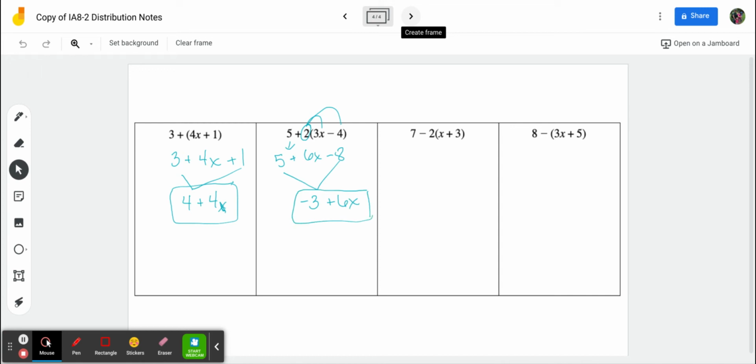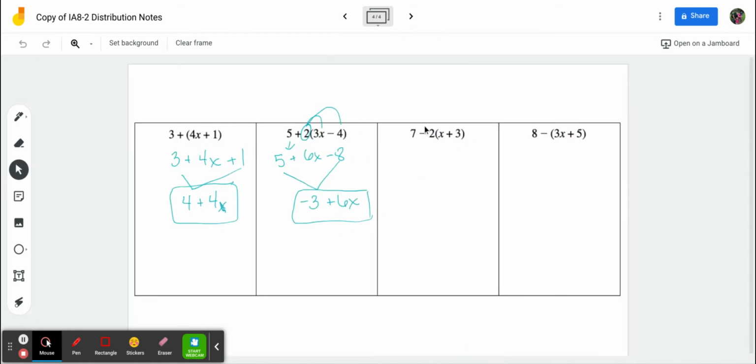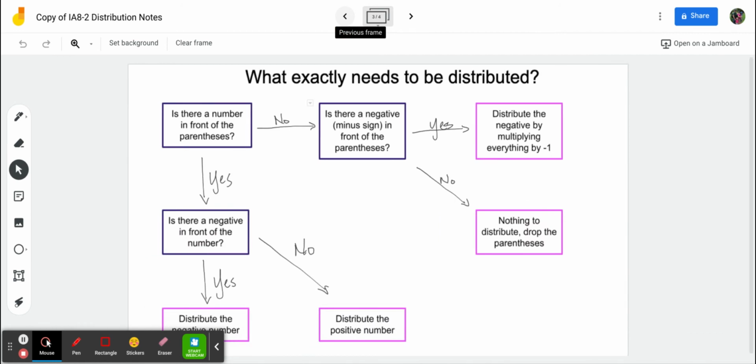This next one, 7 minus 2 times parentheses x plus 3. Is there a number in front of the parentheses? Yes, there is. Is there a negative in front of the number? Let's double check there. Oh, whoops, I'm on the wrong screen. Sorry. So we've got a negative in front of that number as well. So what we're looking at here is, yes, we have a negative in front of the number, so we're going to distribute that negative number.